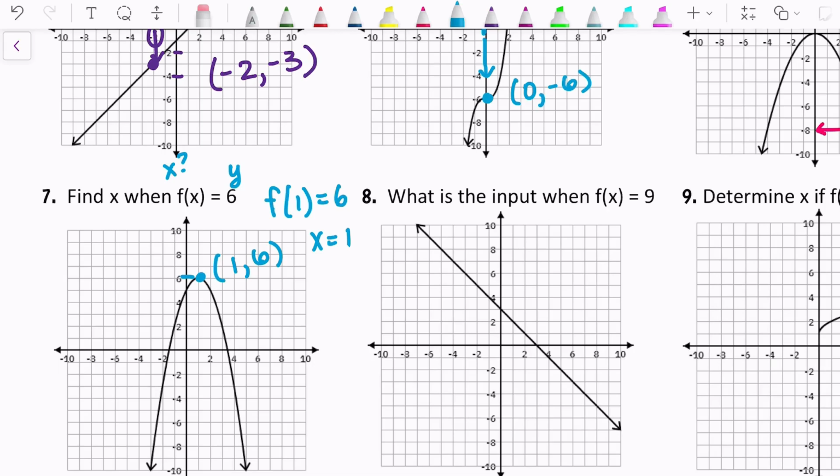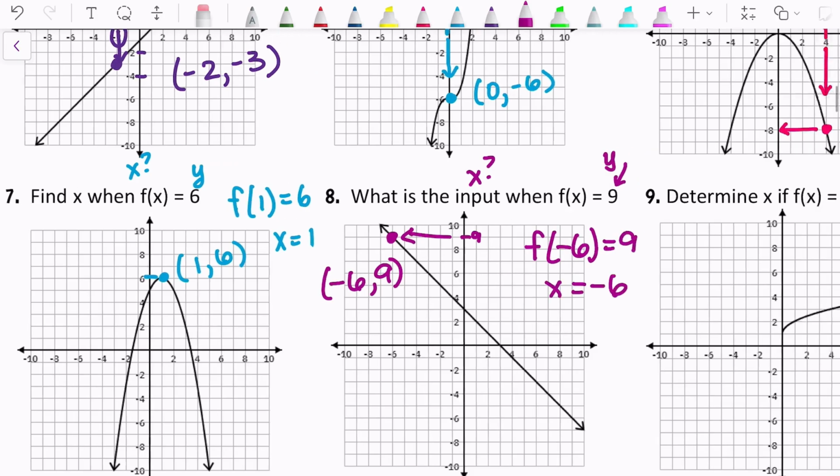All right, we have find the input when f of x is 9, and so it's saying what is x, because x is always our input, and I know for this one that y is 9, and so I'm going to go to the y-axis at 9. I know 9 is right here because it's between 8 and 10, and I'll look over. There's my point. That ordered pair would be (-6, 9). And my x value would be -6, so I can either write it as f of -6 is equal to 9, or I can simply just write x equals -6.